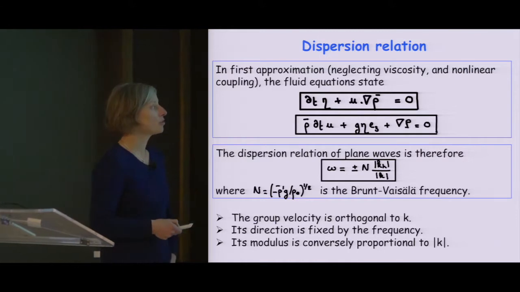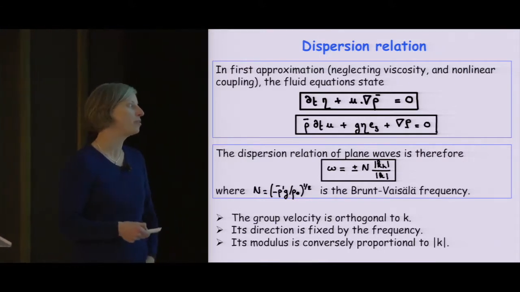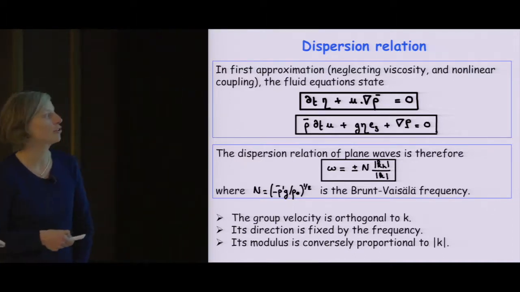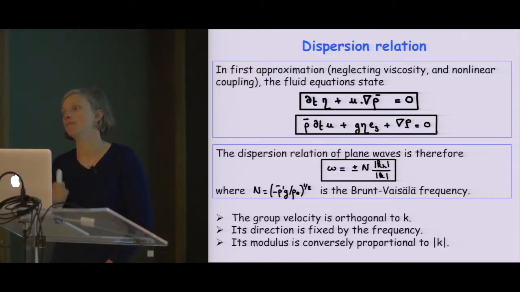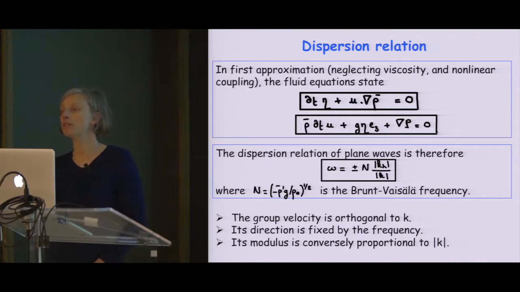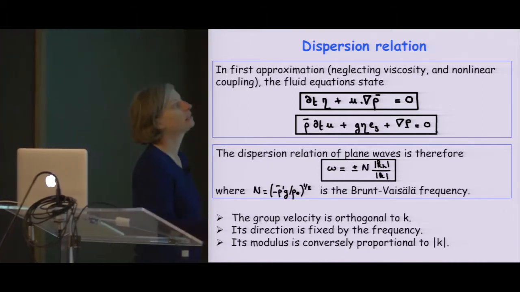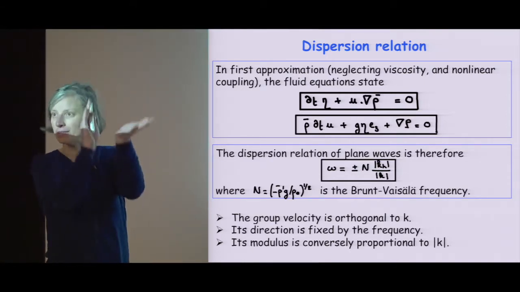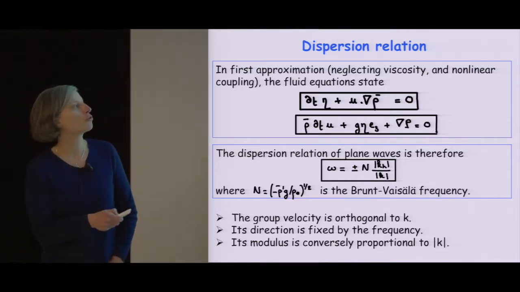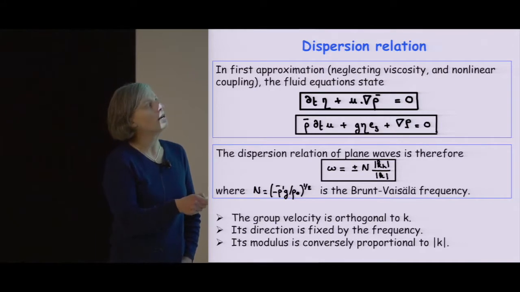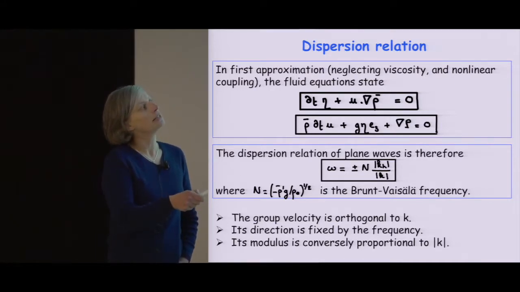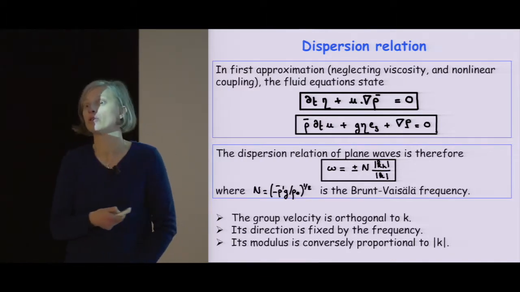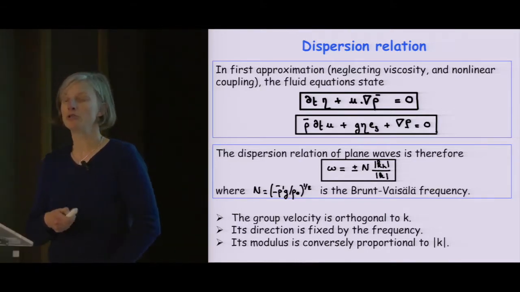Now, the second thing, and this will be really the main point in this lecture, is that the direction of propagation, so the direction of the group velocity, is fixed by the frequency, by omega, the time frequency. This means that once you have fixed the omega, it tells you that k_h divided by k, which is just like a cosine or a sine, depending on whether you measure the angle with respect to the vertical or the horizontal, is fixed. This omega will fix completely the direction of k. And as the group velocity is orthogonal to k, it also fixes the direction of the group velocity. So this is very different from the sound.